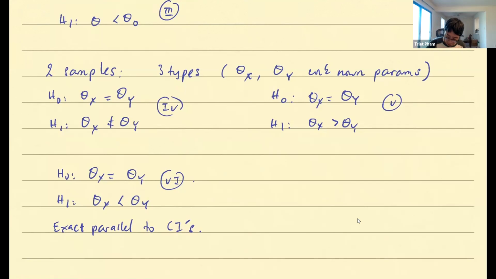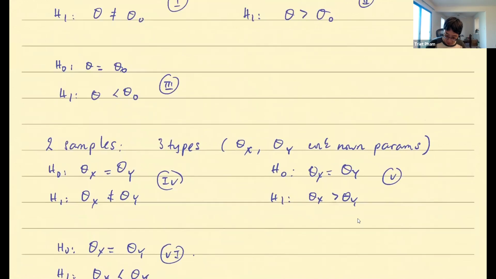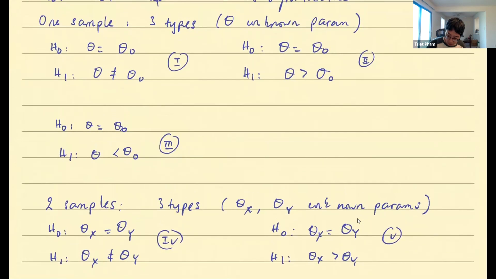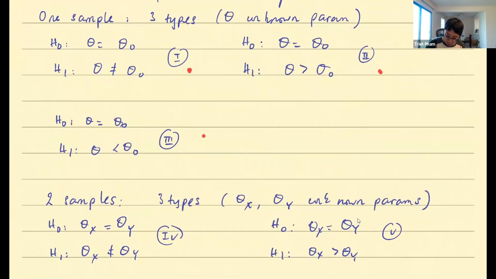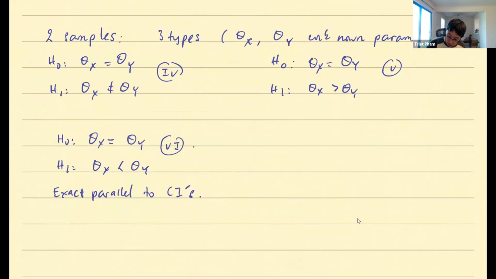All right, so these are our setups. Of course, these are hypothesis tests. So the overarching goal is still to construct rejection regions, rejection region C. So the big picture is like this.